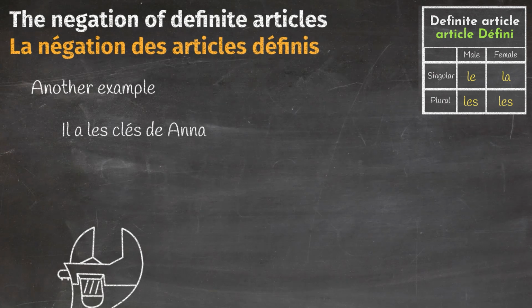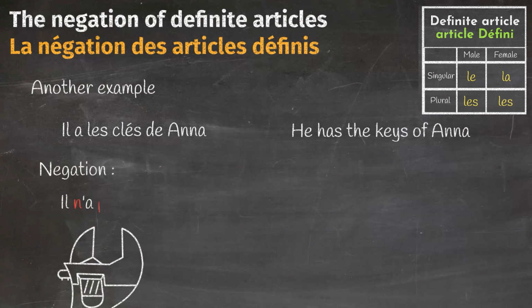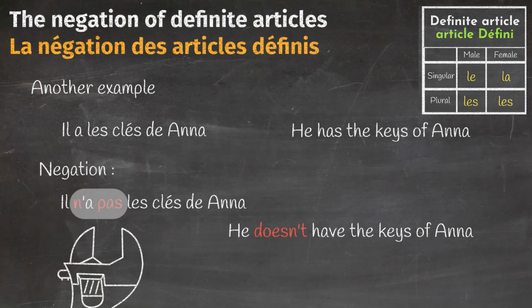Now let's check another example, but this time with the plural form of definite articles. Il a les clés de Anna. It means he has the keys of Anna. Now, if I want to negate it, I would say il n'a pas les clés de Anna. As you can see, once again, we only negated the verb of this sentence, and the rest of it is repeated with no modification.